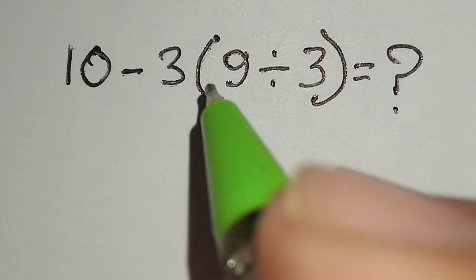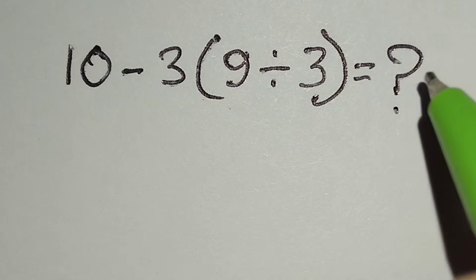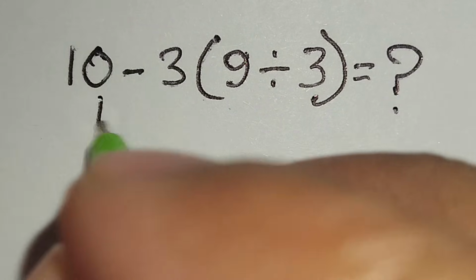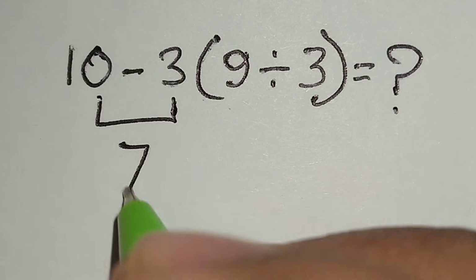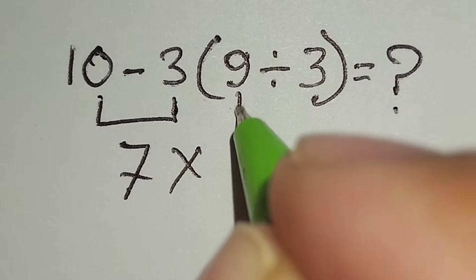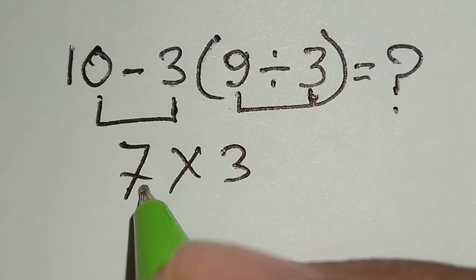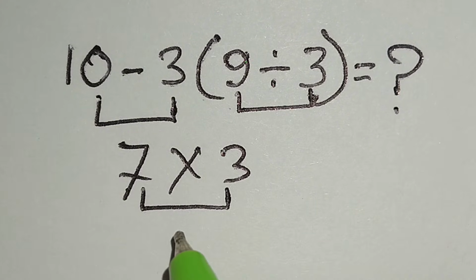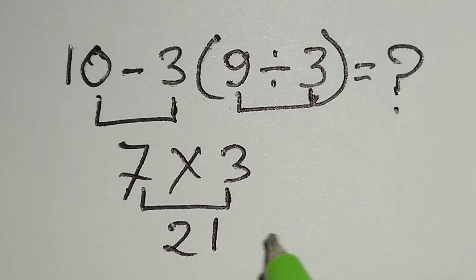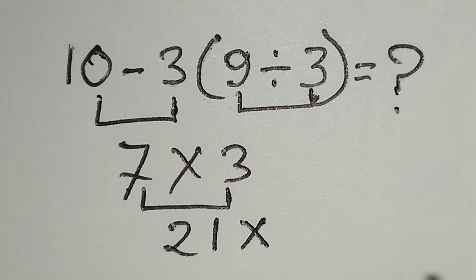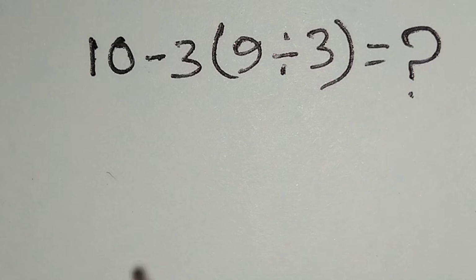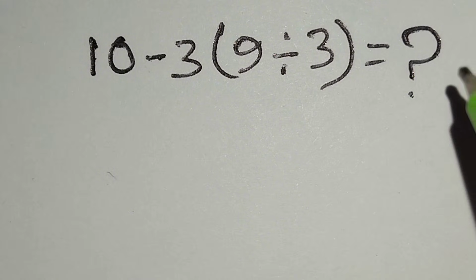10 minus 3 (9 divided by 3) is equal what? Here 10 minus 3 gives us 7, multiply 9 divided by 3 gives us 3. 7 times 3 gives us 21. But this answer is not correct. Now I will apply PEMDAS rule to solve this math correctly.